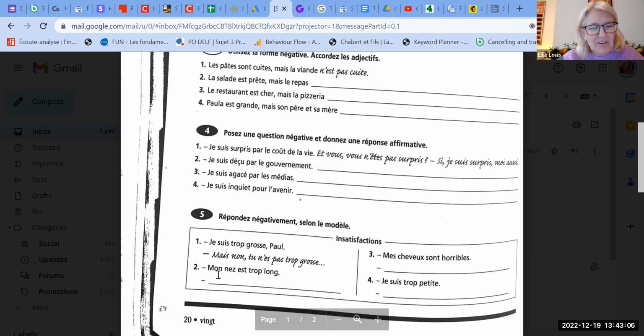Mon nez. Mon nez est trop long. And then the answer would be, mais non, ton nez n'est pas trop long. Mes cheveux sont horribles. Notice that hair is plural. Mes cheveux sont horribles. Mais non, tes cheveux ne sont pas horribles. Sont pas horribles. And the last one then. Ah, je suis trop petite. Over to you. Mais non, tu n'es pas trop petite.